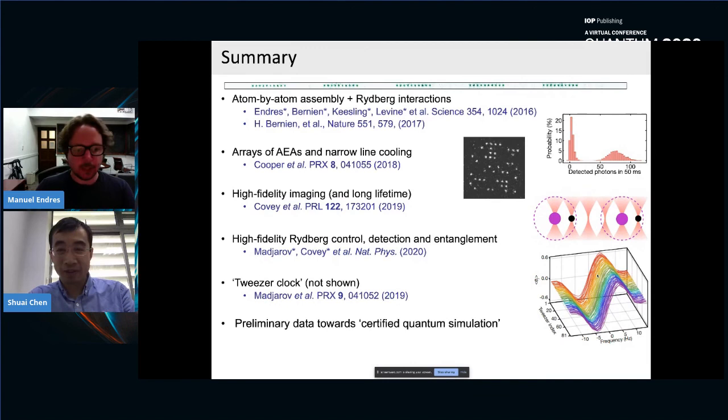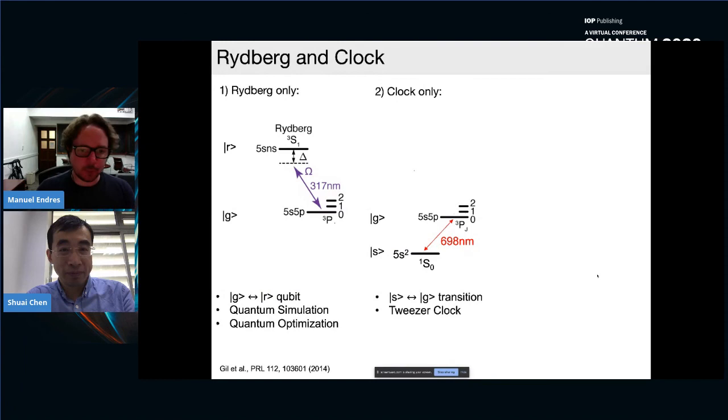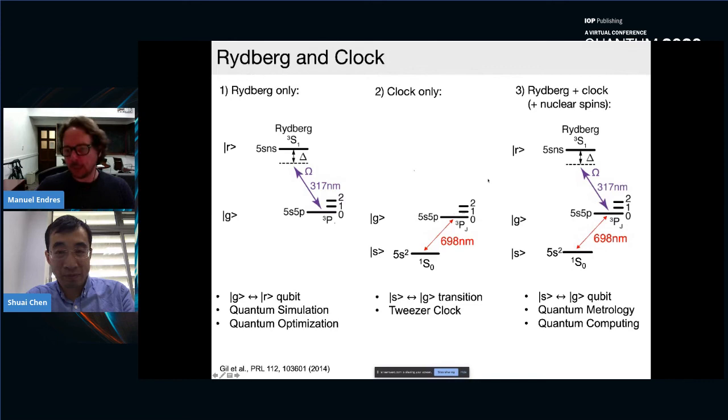Now, zooming out, there's basically two different transitions, clock ground to Rydberg. This we use mainly for quantum simulation and optimization. Then there's the clock transition. This can be used for clock purposes. And you can also combine it either for purposes of quantum metrology or for quantum computing, where you use this as a long-lived qubit. I should also say there's a substructure here if you go to fermionic isotopes, where you see nuclear spins that you could also use for metrology or computing purposes.